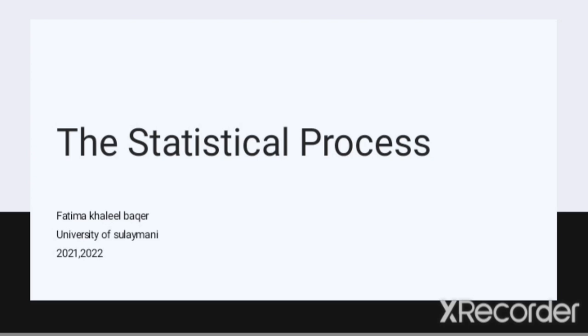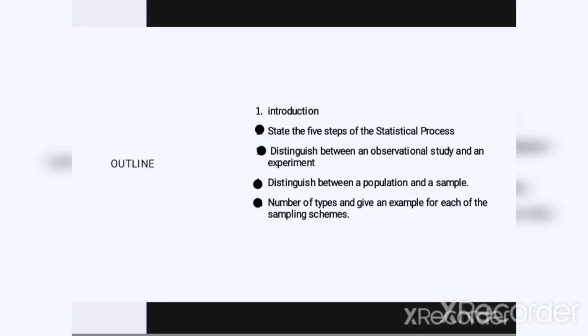In this video, I'll explain about the statistical process. I will cover these topics: the 5 steps of the statistical process, distinguishing between an observational study and an experiment, distinguishing between a population and a sample, and the sample types with some examples.